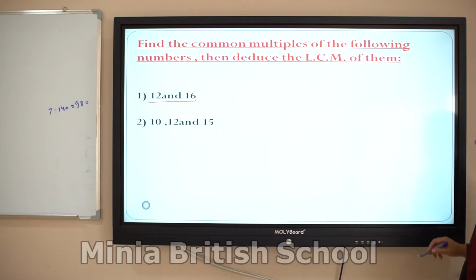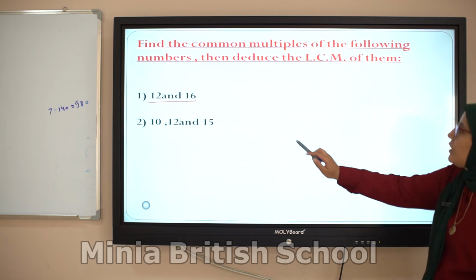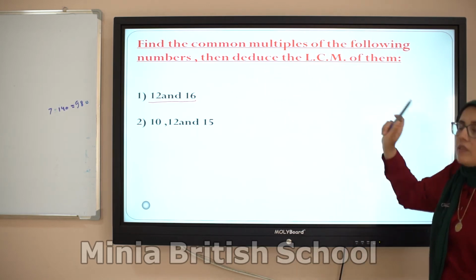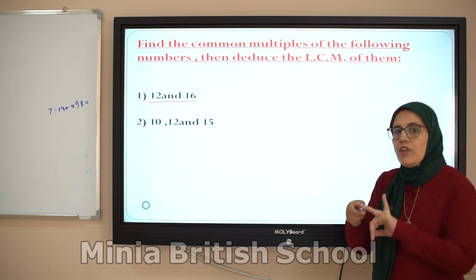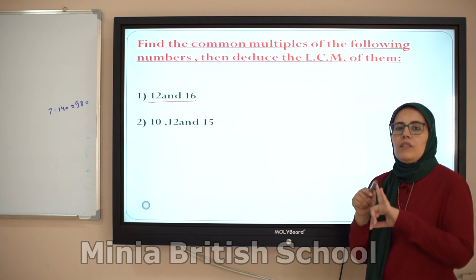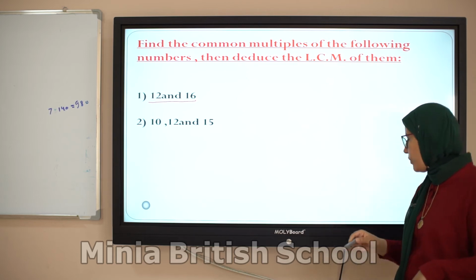Let's do something else. Let's see the other way. But you have to know that when you are asked to find the common multiples, you have to use this way: find the multiples of each number, then determine the common multiples, then determine the lowest common multiple.